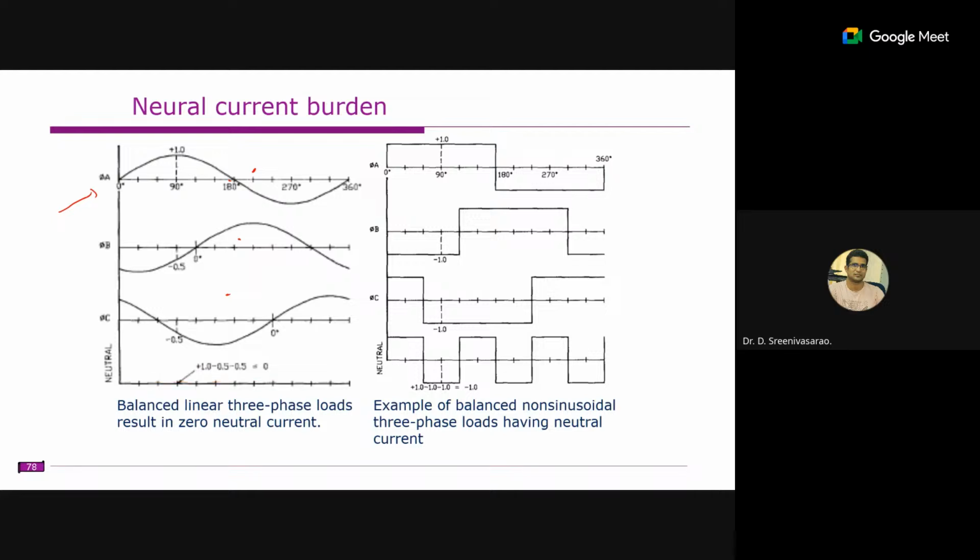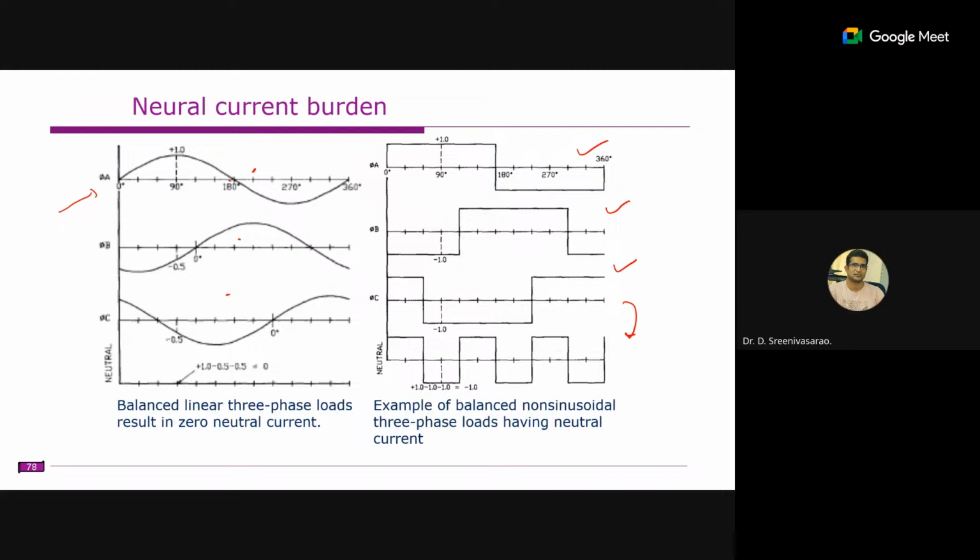Whereas here, this is A phase, B phase, and C phase. So here the currents are balanced, but they are not sinusoidal. If you add these, you will get some neutral current. Right. So what it means is that if you want to make the neutral current 0, all three-phase source currents must be sinusoidal and must be balanced. Then only the neutral current will become 0.